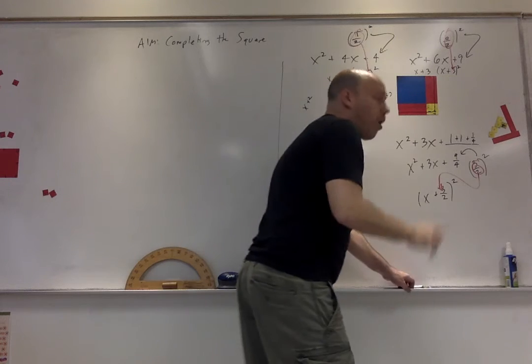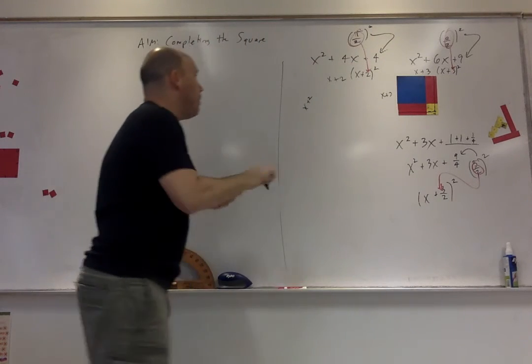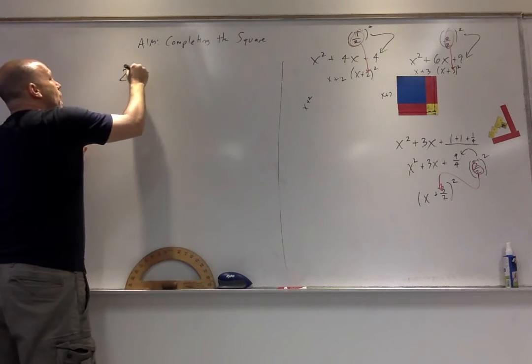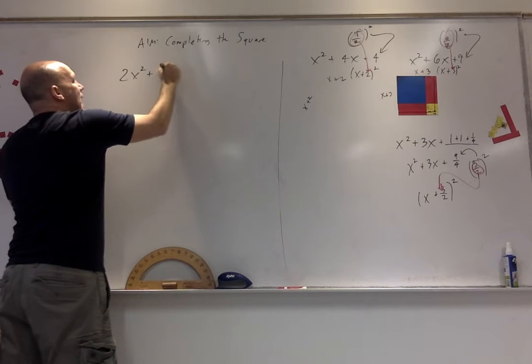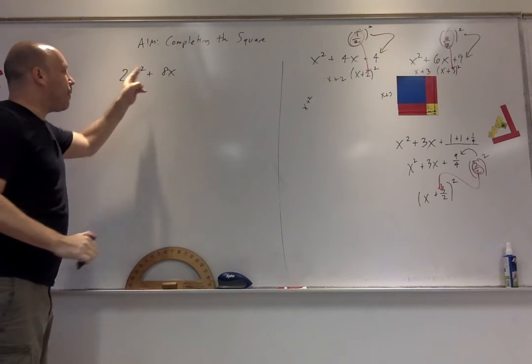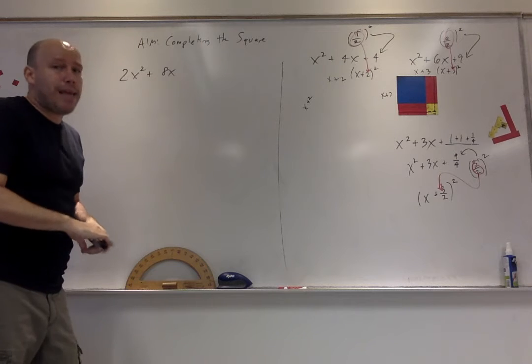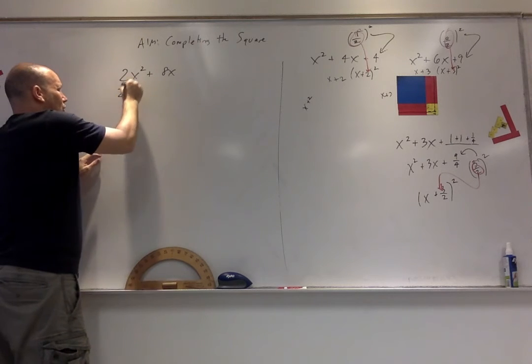Actually, I'm sorry, one last thing. What about 2x squared plus 8x? Can I complete that square? And the answer is, yeah, just pull out the 2.